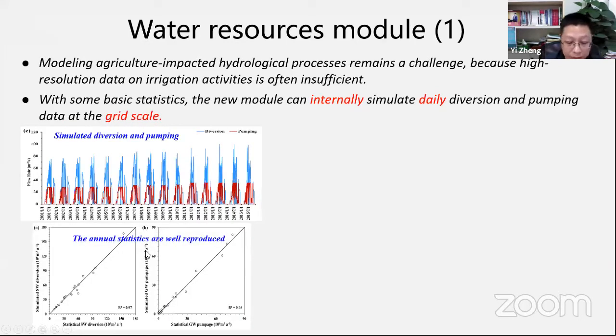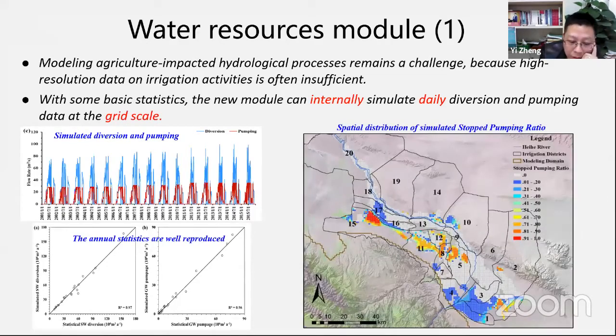And this figure just tells you that the annual statistics are well reproduced. The x-axis represents the statistics, and the y-axis represents the simulated annual surface water diversion. So as you can see from this figure, the annual statistics are well reproduced by our module. And in this figure, the color indicates the simulated stopped pumping ratio. That is how frequently the pumping would be stopped due to the drawdown constraint. So at the grid scale, this shows you the module can provide very detailed spatial information about the water resources management activities. Okay, so we can see that this module is really valuable for water resources management.